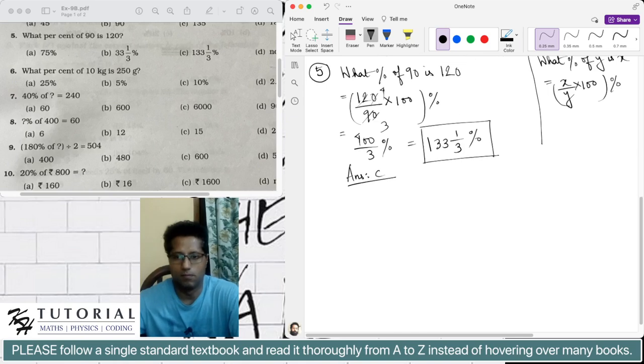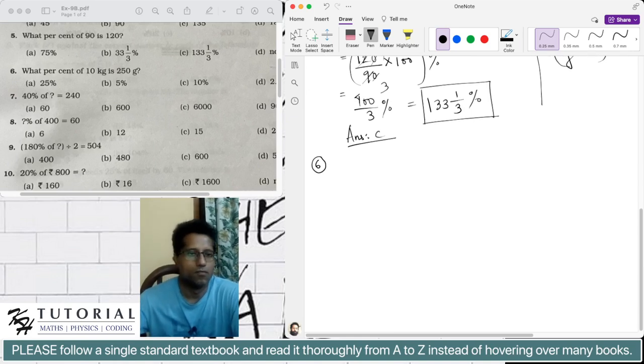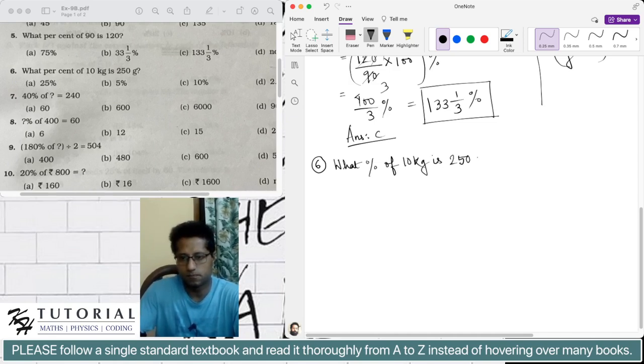Let's do problem number 6. What percent of 10 kg is 250 gram? So it is asking what percent of 10 kg is 250 gram.